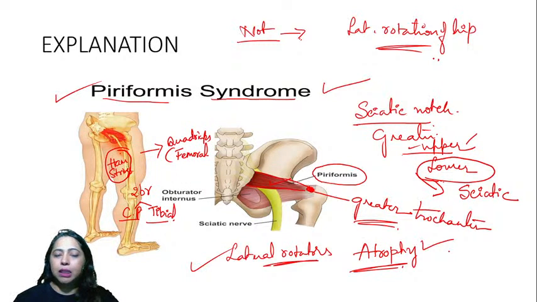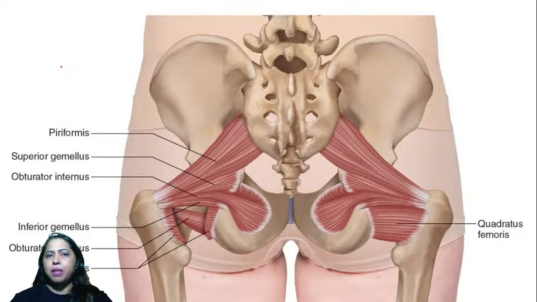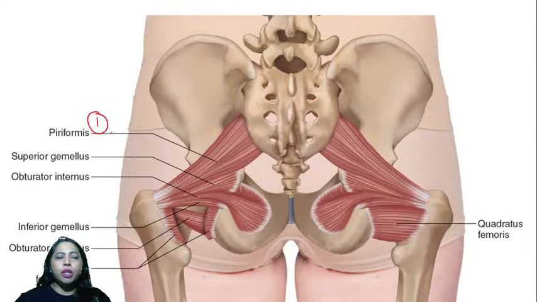That is the answer. These are the muscles in the list of lateral rotators. You have 6 muscles altogether. You have piriformis, which is called the key muscle. You can call this the prime mover. The prime mover is the one which brings about movement. So the prime mover is piriformis.